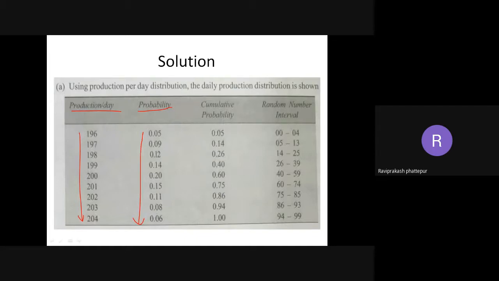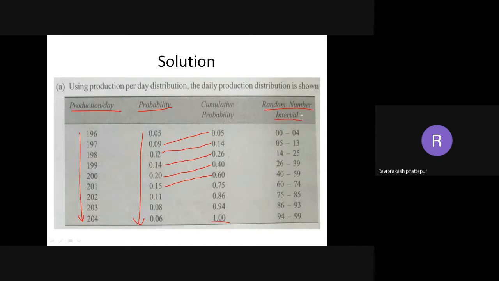Then cumulative, then we have to go on adding these. So 0.05 initially will be 0.05, then 0.05 plus 0.09 is 0.14, then 0.14 plus 0.12 is 0.26, 0.26 plus 0.14 is 0.4, 0.4 plus 0.2 is 0.6, then 0.6 plus 0.15 is 0.75, and so on it goes up to 1. Okay, this is the cumulative probability which you have calculated. Then we have to generate the random number interval. This is important.